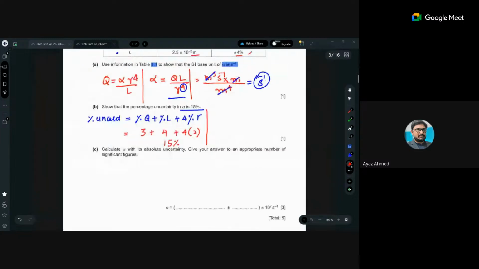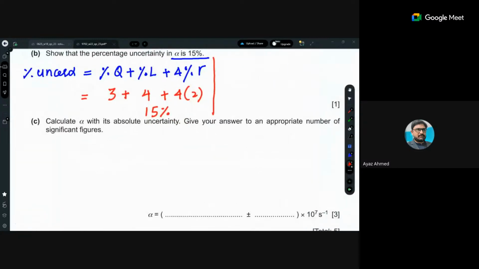Then the next question is, calculate alpha with its absolute uncertainty. Give your answer to an appropriate number of significant figures. So what to do over here? I have to calculate alpha to an appropriate number of significant figures. Actually, my target is delta alpha, the absolute uncertainty in alpha.